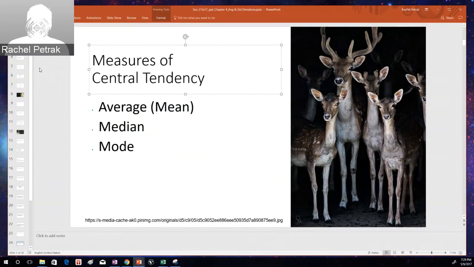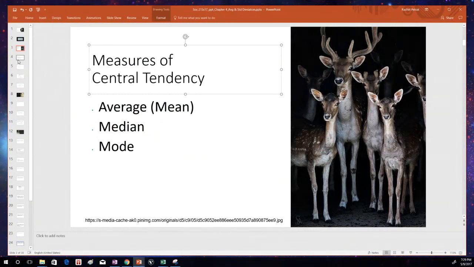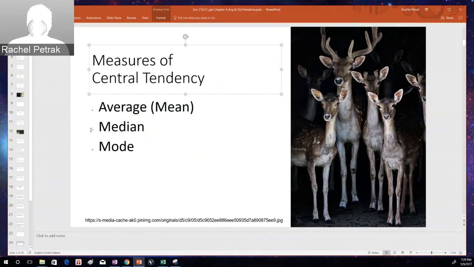Measures of central tendency give you the idea of where the center of your data tends to be. And we'll talk about each of these in a little bit of detail, the average in the most detail, and the median and the mode just a little bit. The mode is the most simplistic measure of central tendency.